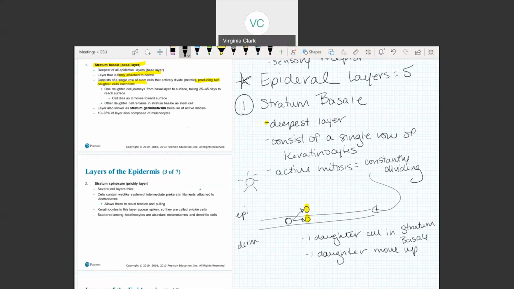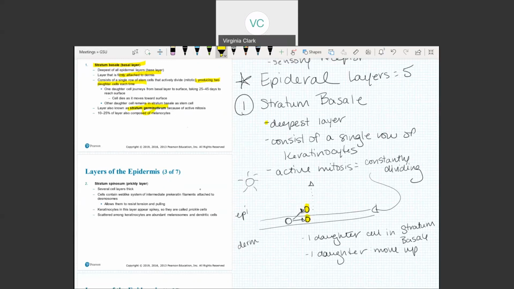So 1 daughter cell will stay in the stratum basale, so it can rapidly divide and produce more cells. Whereas the other daughter cell will do something different, and it will actually move up through the layers. So here we go. We have 1 daughter cell that has stayed in stratum basale and 1 daughter cell that has moved up and will eventually move all the way through these 5 layers. So that's what's happening in the stratum basale. It's also called the stratum germinativum, because that's where you have this active mitosis happening. Anytime you see the word germ, it's essentially going to be initial stages, production, birth, growth, all of those phrases.